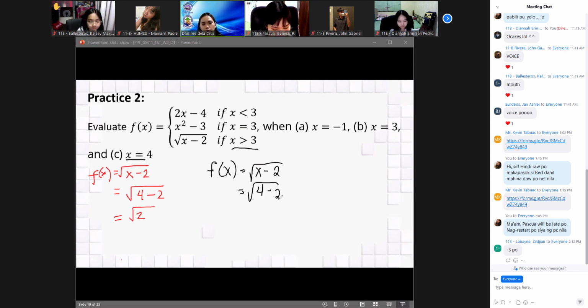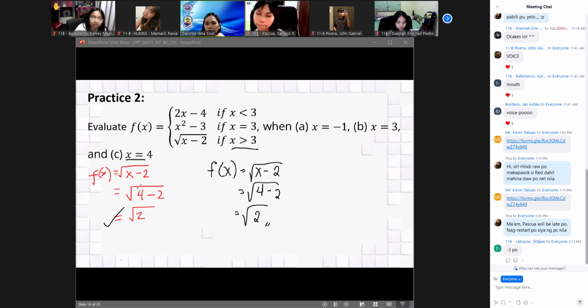So, 4 minus 2. And then, 4 minus 2, the answer is 2. Then, copy lang yung radical sign. So, since wala naman nang mas lowest terms, it is square root of 2. So, therefore, ito na yung final answer. So, therefore, yung answer ni Kelsey is correct.